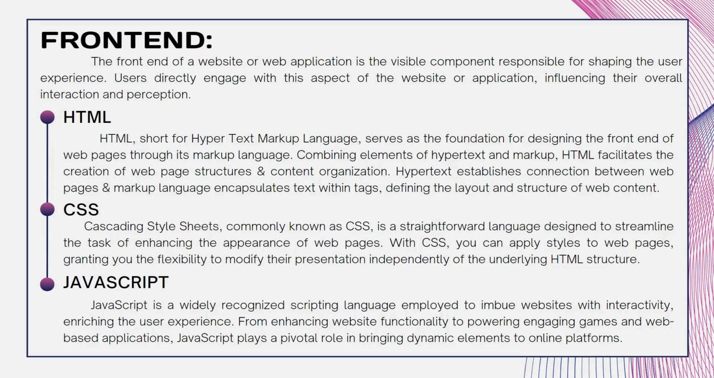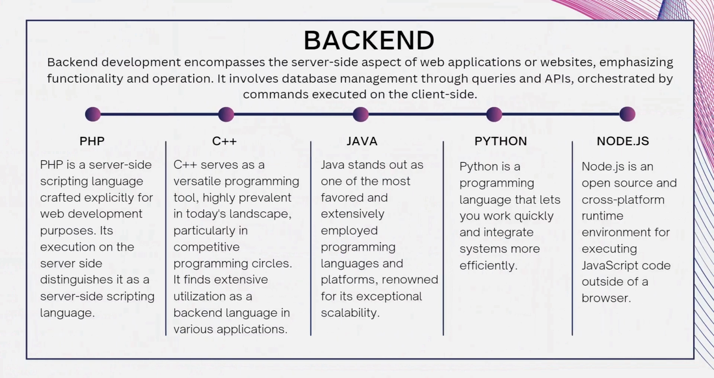Next, CSS. CSS, also known as cascading style sheets, helps us make our website decorative and creative by styling the elements used in the HTML. JavaScript is a widely used scripting language that makes your web page interactive and easy for the user to communicate with. So now let's see about the backend.